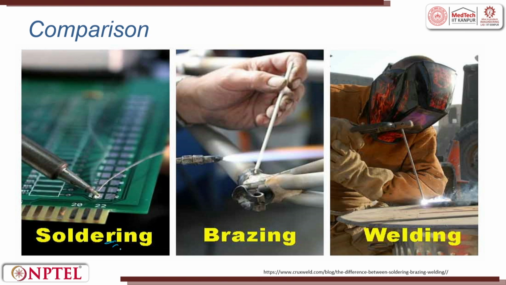So this is soldering, this is brazing and this is welding. I am trying to compare. This is used in electronics, this is used in inserts, and this is used in the rest. So this is the difference between soldering, brazing and welding.